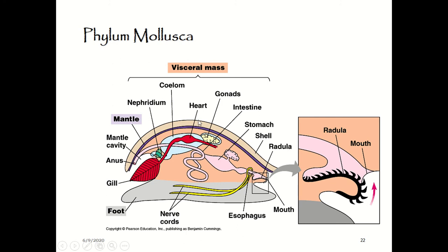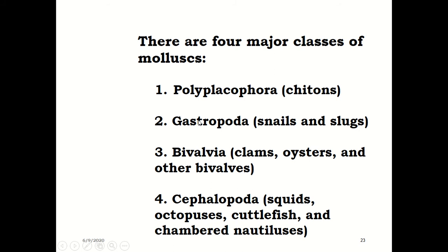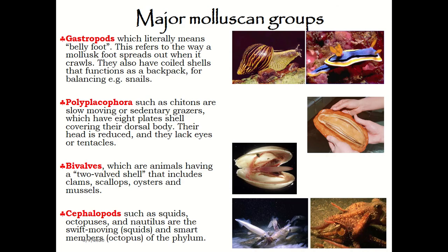As you can see here, this is the mantle, the one that produces calcium carbonate to form the shell of the mollusk. Under phylum Mollusca, there are four major classes: the first one is Polyplacophora, second is Gastropoda, the third one is Bivalvia, and also Cephalopoda.